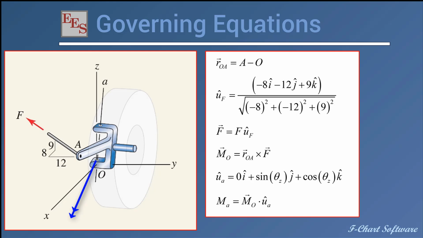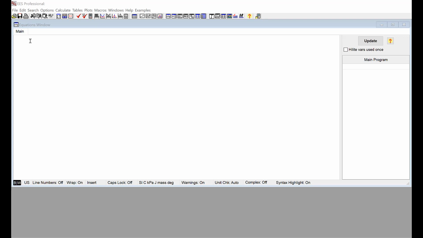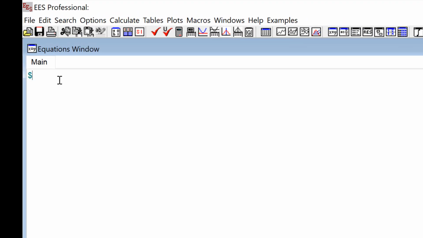And then if I want the magnitude of the moment produced around this line, I just have to take the dot product, so the projection of that moment produced around point O onto line A, right? So that is the dot product of MO with the unit vector UA. And so those are the set of equations, and then we add in the requirement that the magnitude of that moment, MA, must be 10 Newton meters, and we have a complete equation set. All right, so with that, we'll go ahead and open up EES and try to solve this using vectors.